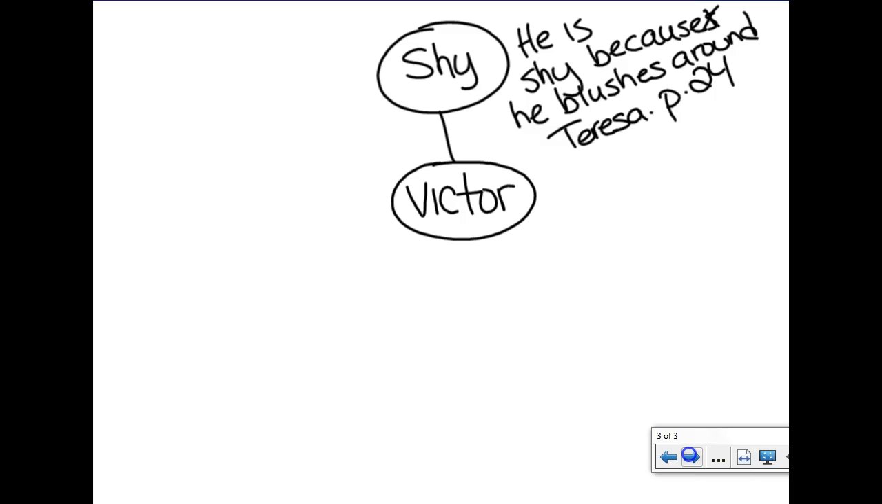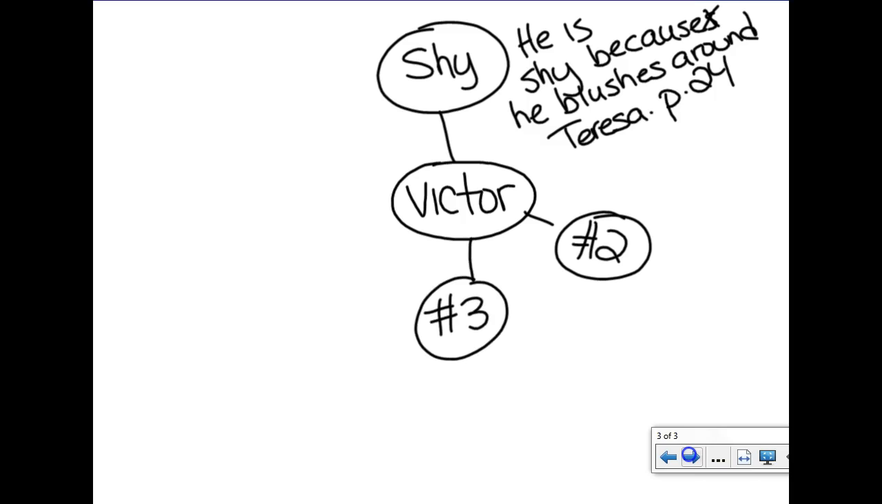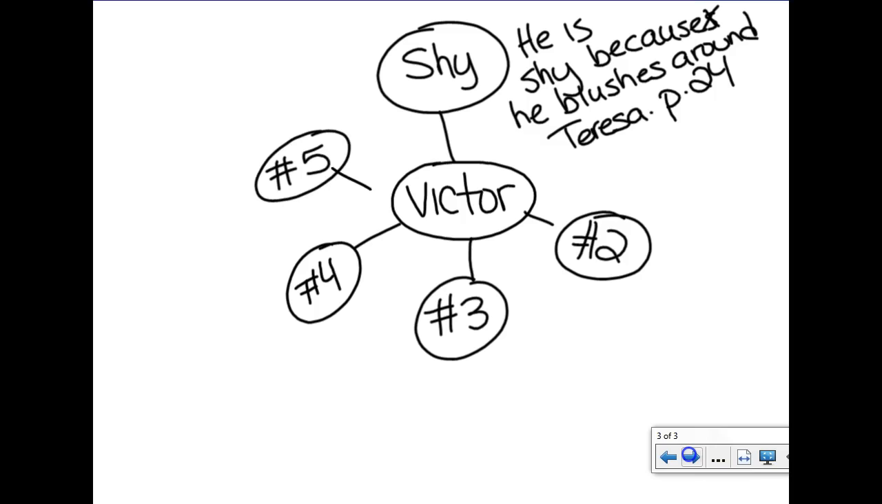Now what you need to do is go through and make sure that you have more adjectives for a total of 5 on your bubble map. And then for each adjective, you're going to have a sentence with a page number to tell me where you got that information that supports that adjective. Once you have your 5 adjectives and your 5 sentences, you're done. And as always, if you have questions, please ask.